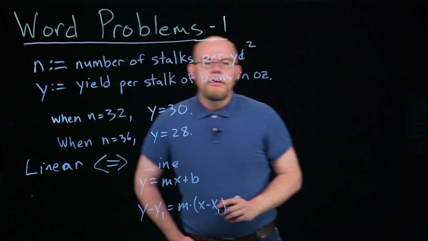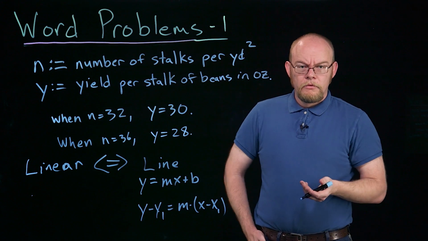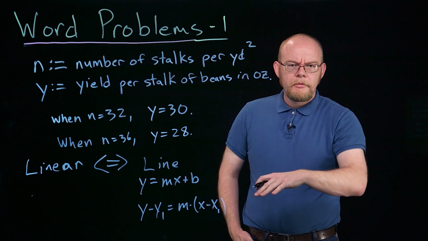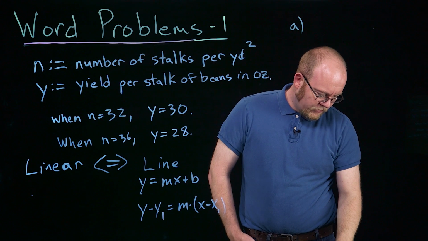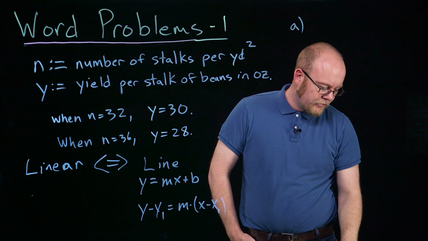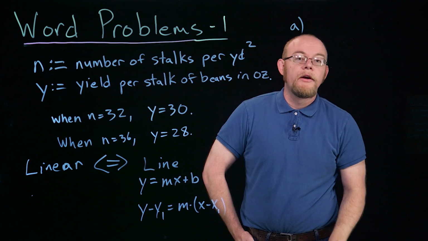Okay. So let's go ahead and do the parts of the question. This is all the information gleaned out. The first thing we need to do is find the yield per stalk as a linear function of the number of stalks per square yard N.